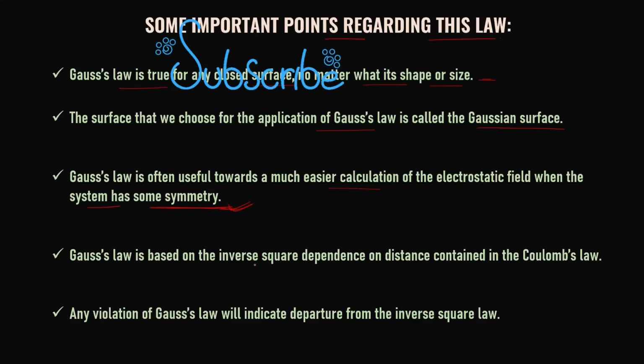Next, Gauss law is based on the inverse square dependence on distance contained in Coulomb's law. That is, it is valid only where Coulomb's law is also an inverse square law. So the two are in tune with each other, that is, it always obeys Coulomb's law. Any violation of Gauss law will indicate departure from the inverse square law. So whenever we do not have this inverse square law dependence, we won't be able to use the Gauss law.